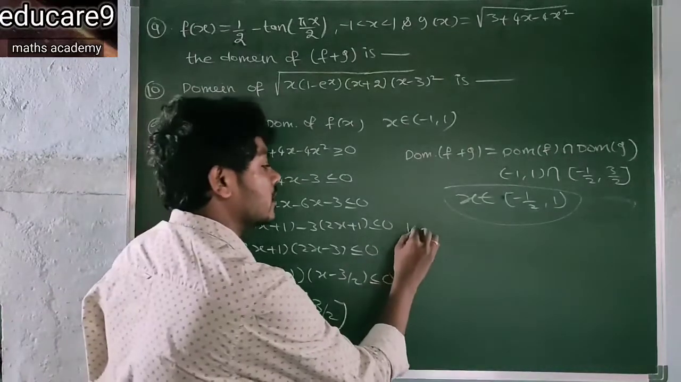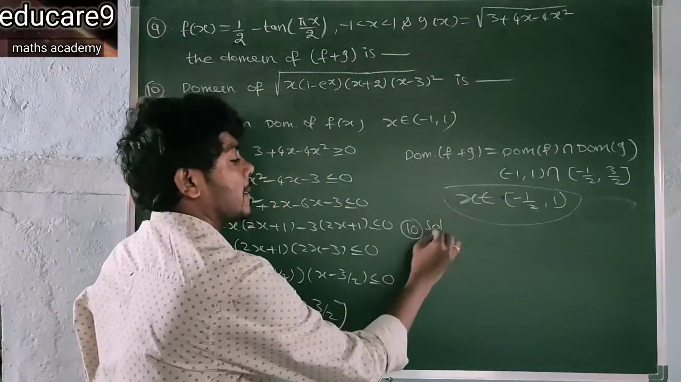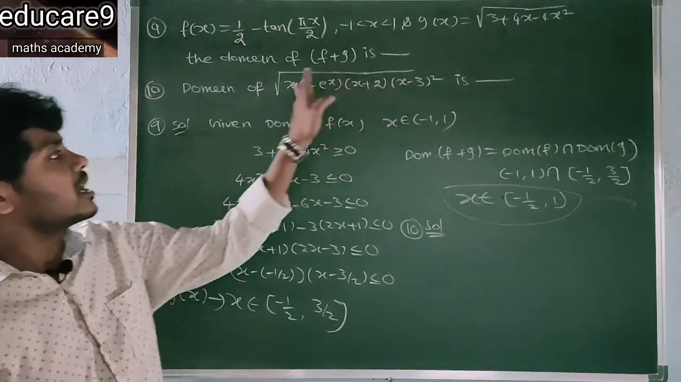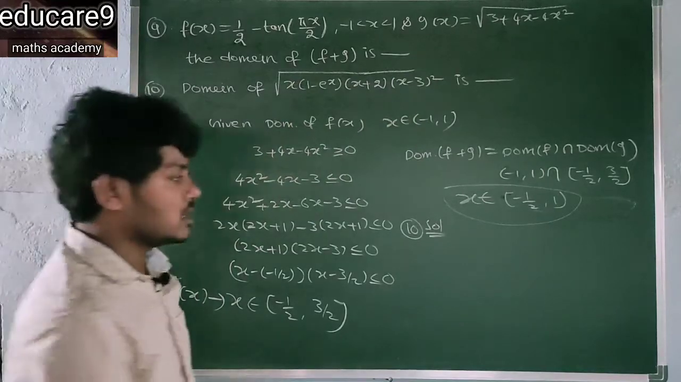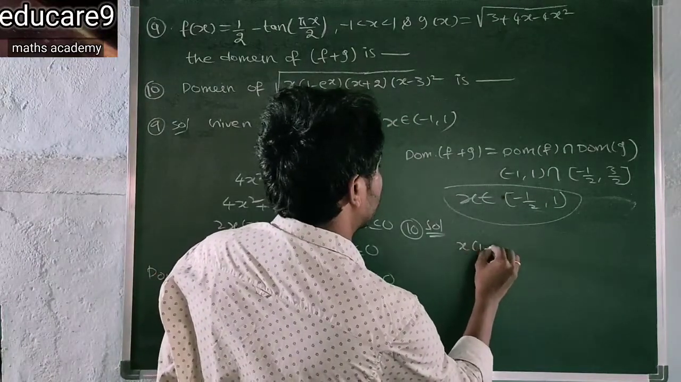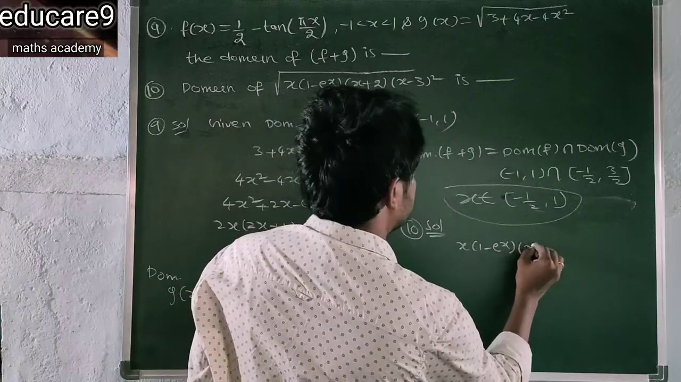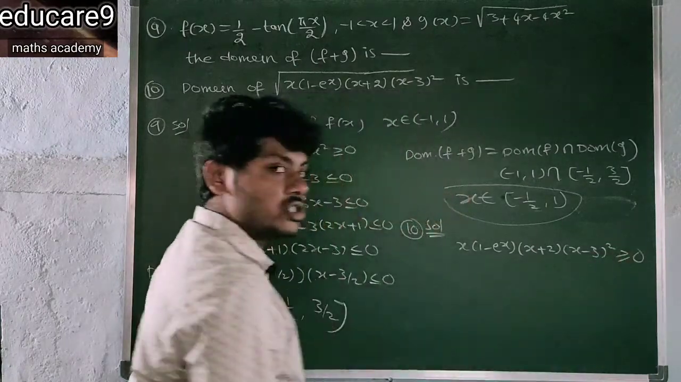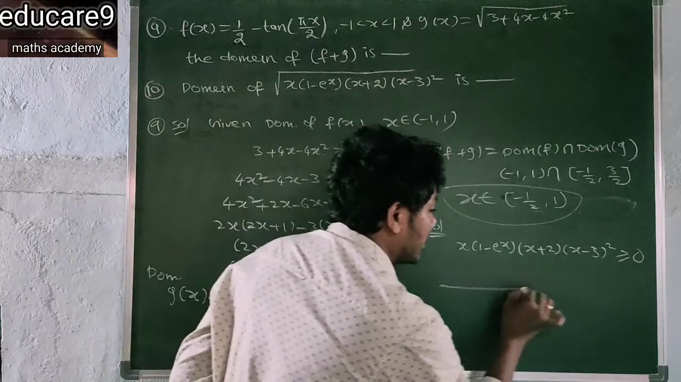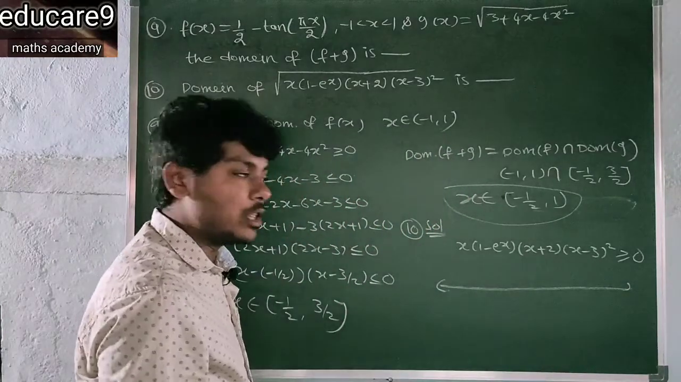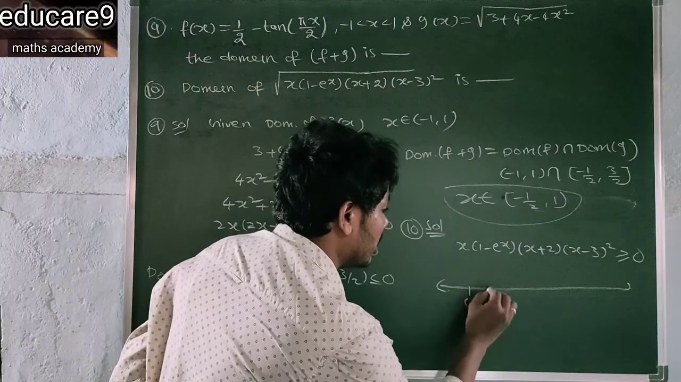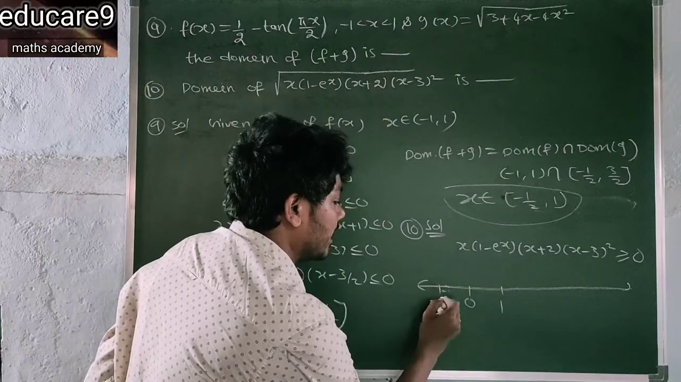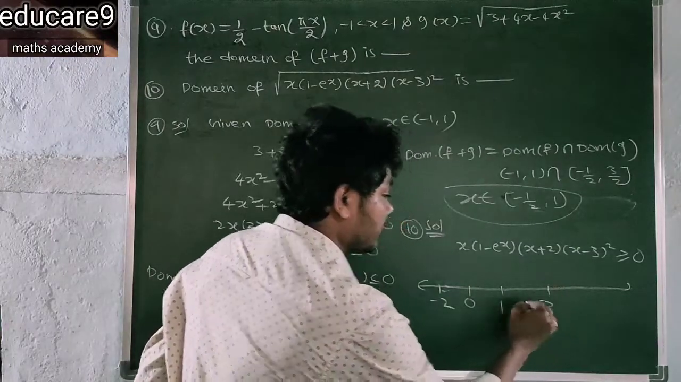So see the next question. Find the domain of this function. So you know that root values are always greater than or equal to 0. So that is x into 1 minus e power x, x plus 2 and x minus 3 whole square, is always greater than or equal to 0. Now draw the real line and locate the points that are 0 and 1 and minus 2 and 3.